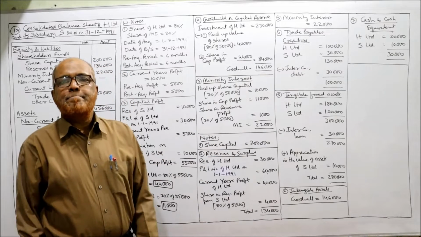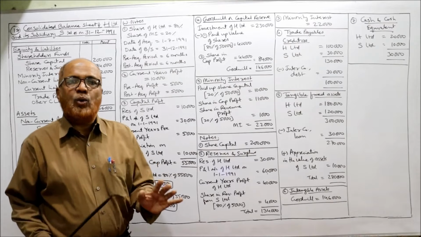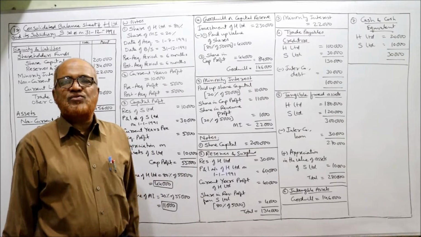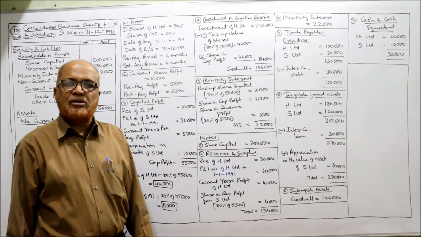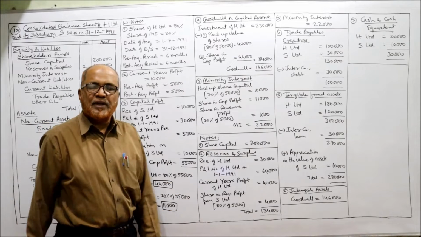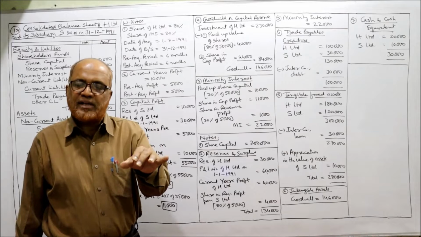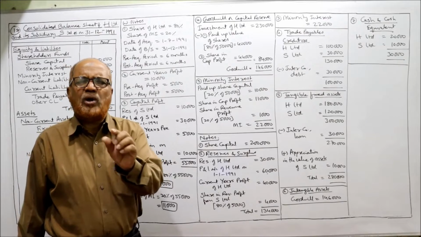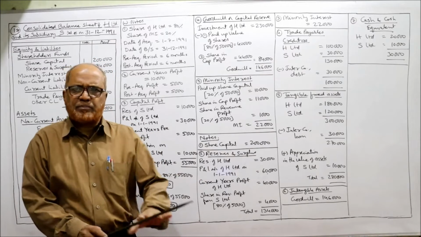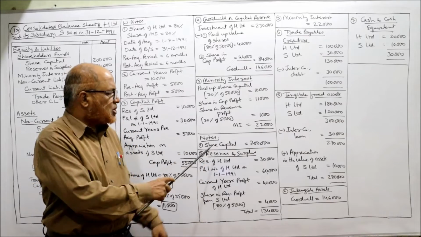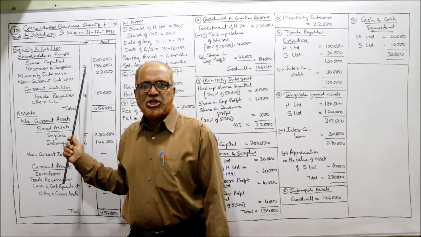That's all. These are the only working notes. Now we'll come to the notes forming part of financial statements. First note, share capital. The details are not given. What is the face value of the share? What is the authorized capital, issued capital? Nothing. Only directly 2 lakh rupees share capital is given. So I'm taking 2 lakh. Share capital 2 lakh, take it in the balance sheet.